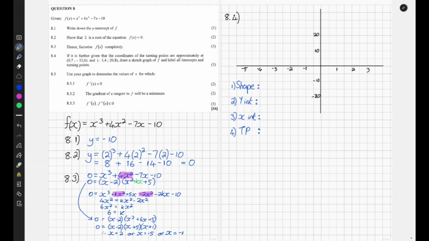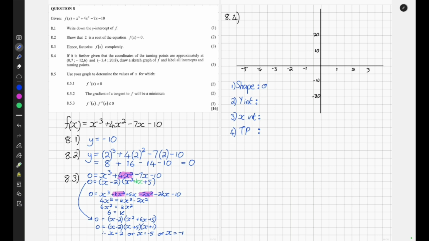Question 8.4, if it is further given that the coordinates of the turning points are approximately that coordinate and that coordinate, draw the sketch of f and label the intercepts and the turning points. Now, if I am ever asked to draw a sketch for calculus, I am going to do my 5 points. So the first point is the shape. I am going to check what is in front of x cubed.